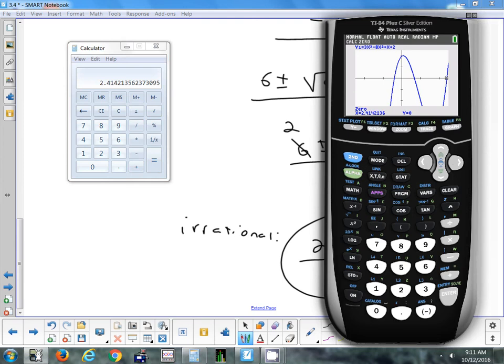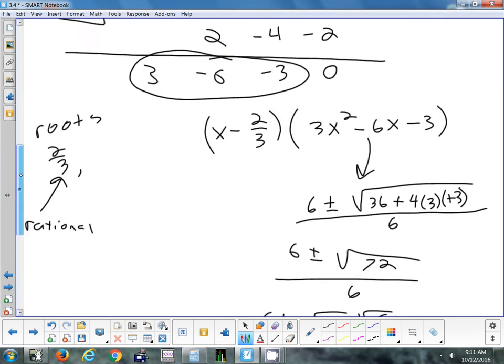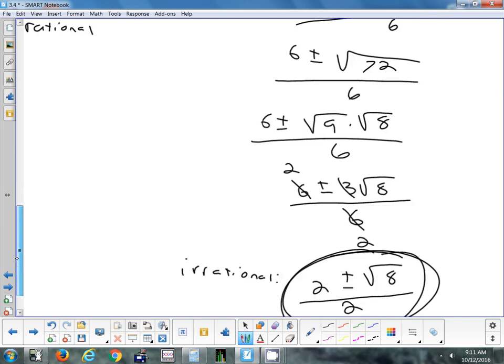So you can kind of check your answer with the graphing calculator. You just can't get the exact answer using the graphing calculator. The only way to get that is to use your synthetic division and quadratic formula. Okay, so any questions on that one?